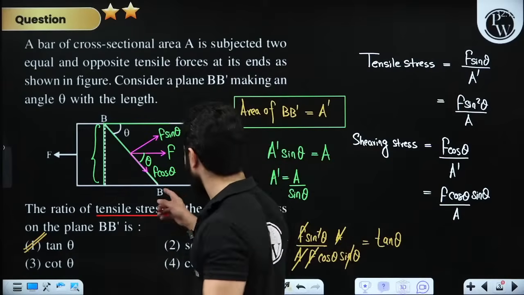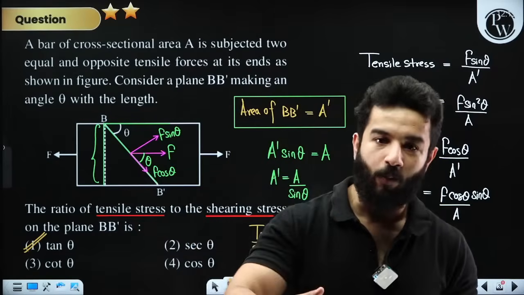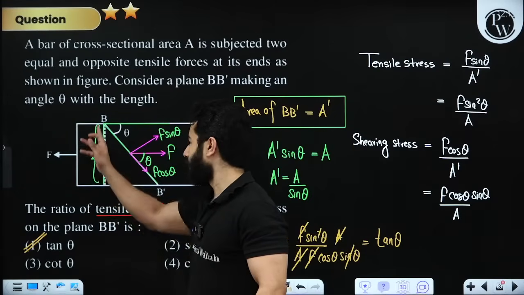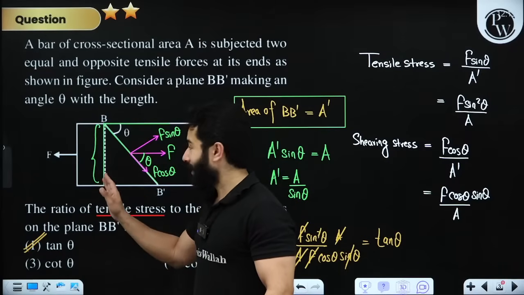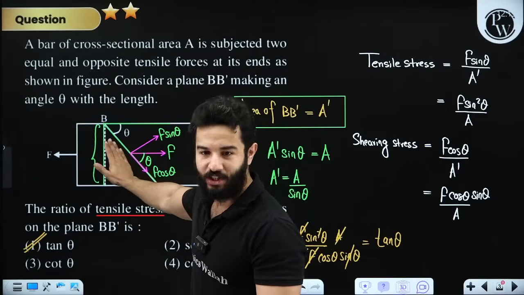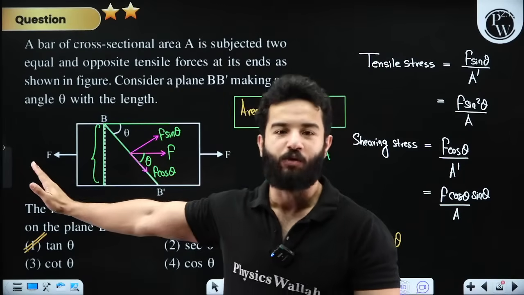I have assumed that the area of BB dash is equal to A. So the sin component of this area will fall over here, and this is already given. This is equal to A. Don't think, sir, this is length. We are seeing a cross-sectional diagram of this. Got it? Sorry, we are seeing a side view diagram of this.